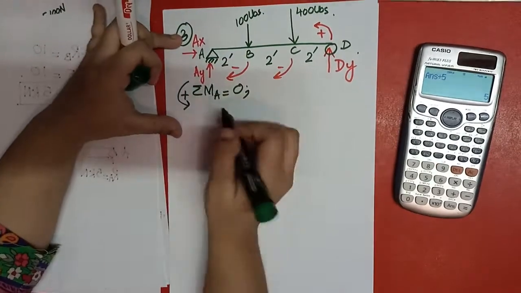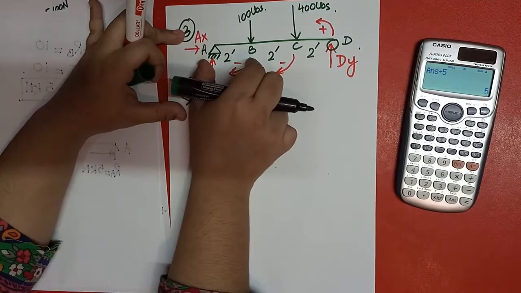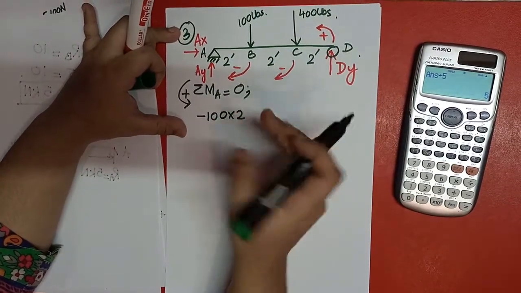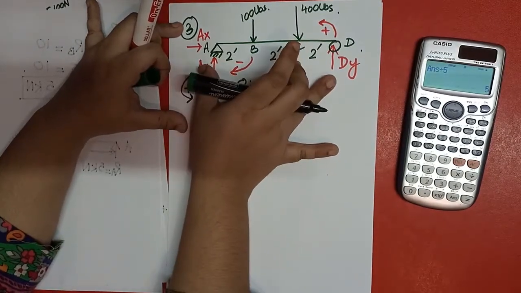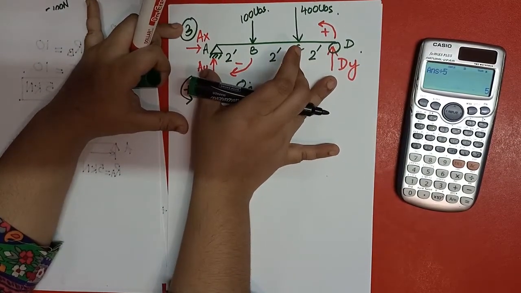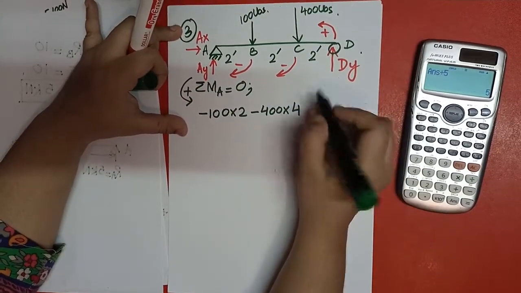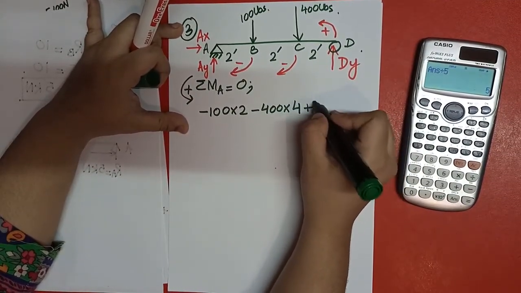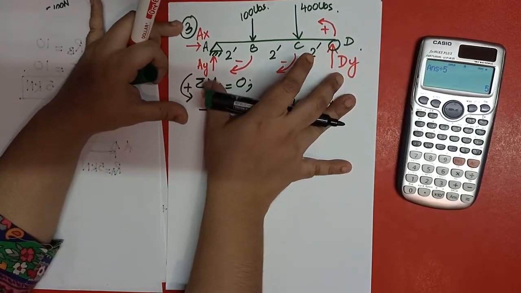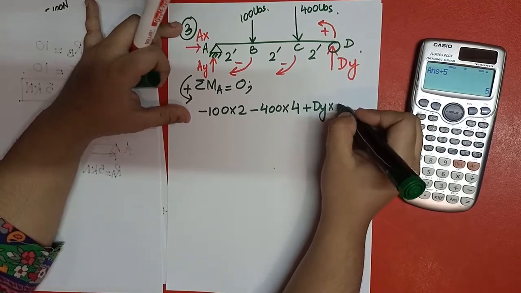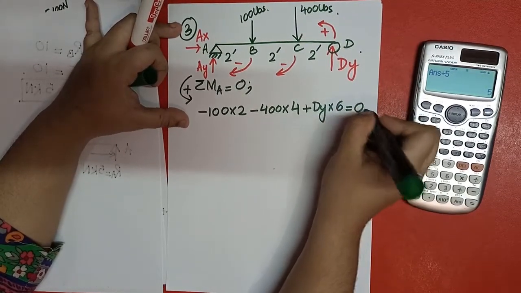So what should I write down? Minus 100 into 2, because its moment arm is 2 feet. Minus 400 pounds force multiplied by its moment arm, the total of A to C length, which is 2 plus 2, so 4 feet. And this one is the positive support reaction, so DY into the moment arm between A and D, which is 2 plus 2 plus 2, so 6, equals 0.